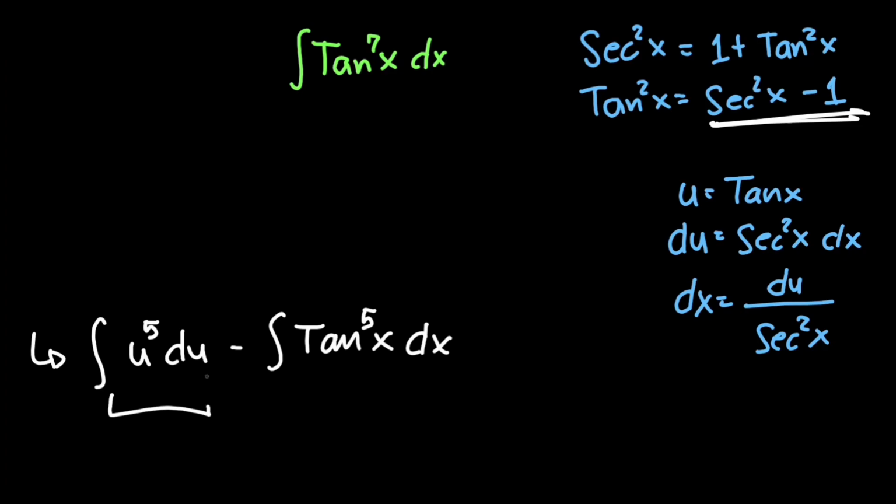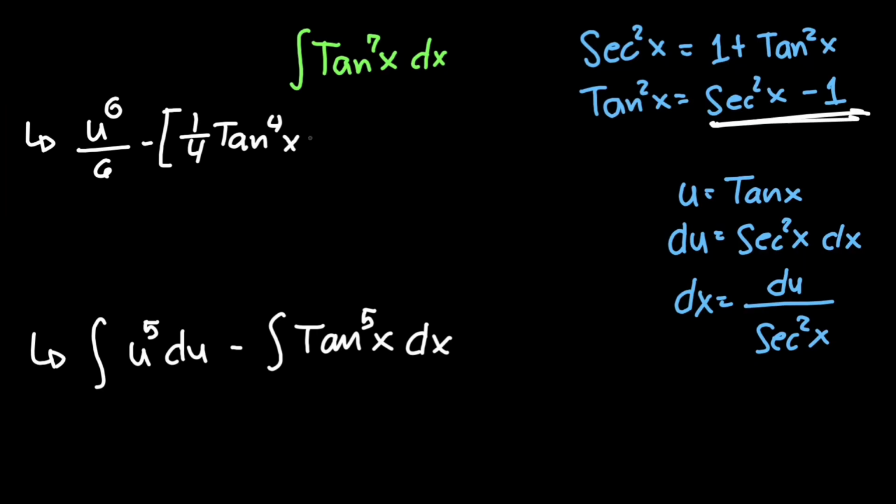So first here, take the integral of u to the power of 5, which is u to the power of 6 over 6. And take the integral of tangent to the power of 5 of x, as we had answered earlier. The answer is equal to 1/4 of tangent to the power 4 of x minus 1/2 multiplied by tangent squared of x minus natural log of the absolute value of cosine of x plus c.